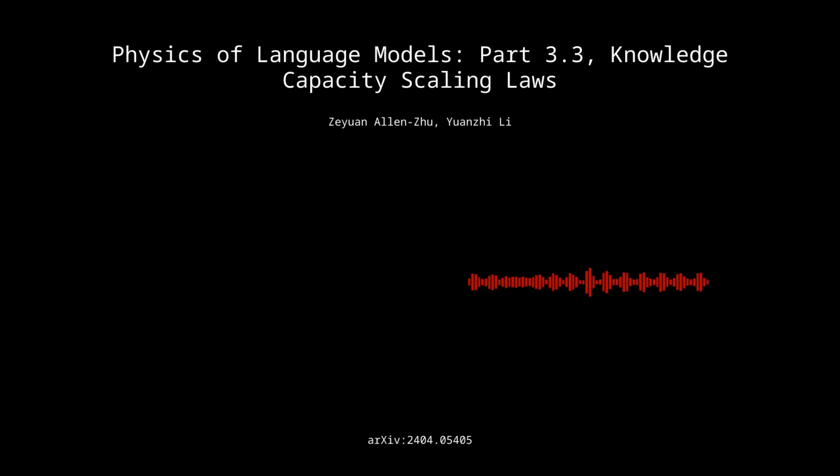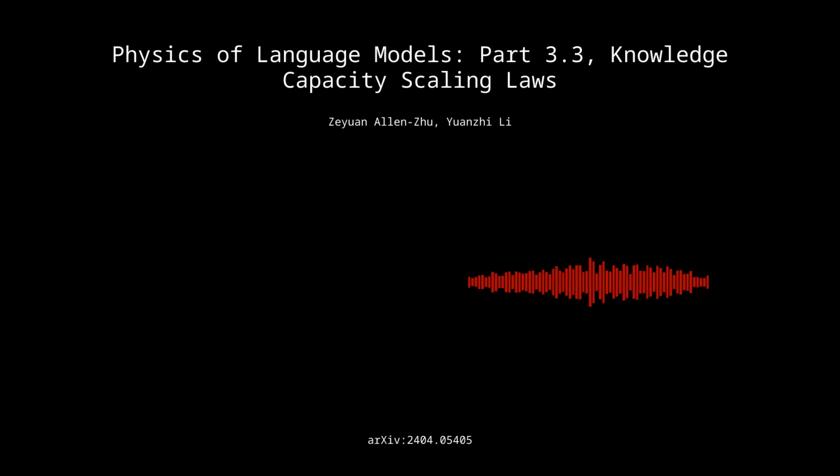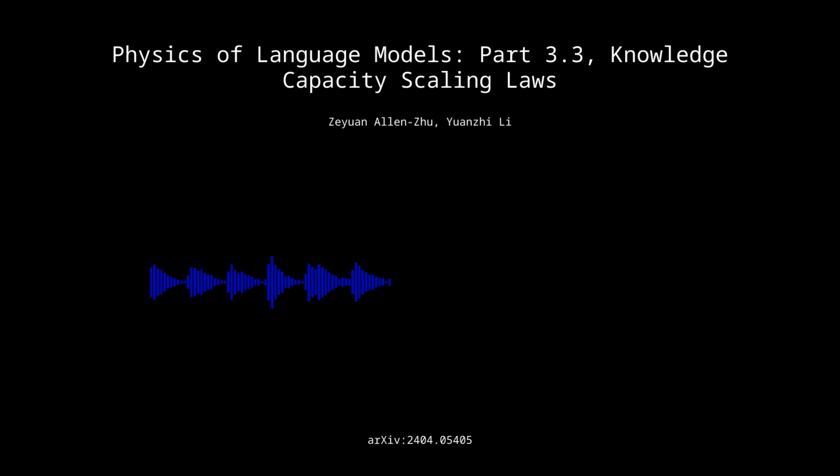Junk data? You mean like irrelevant stuff mixed in with the good stuff? Exactly. And what they found was pretty alarming. Oh no, what happened? Even a small amount of junk data could drastically reduce how much useful knowledge the model could store. Seriously. How much are we talking?